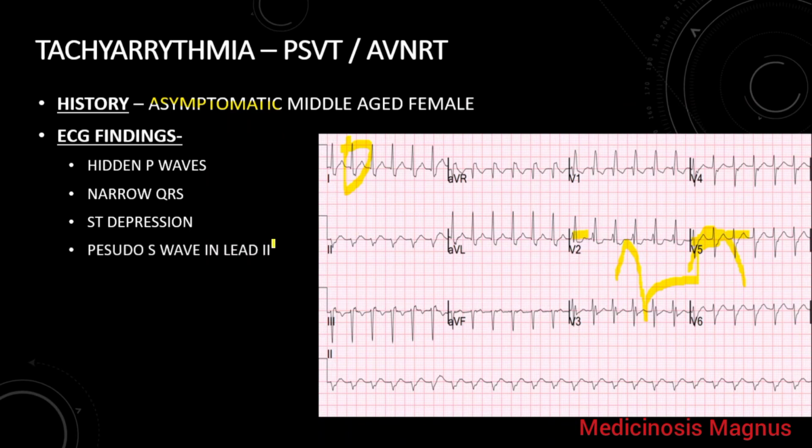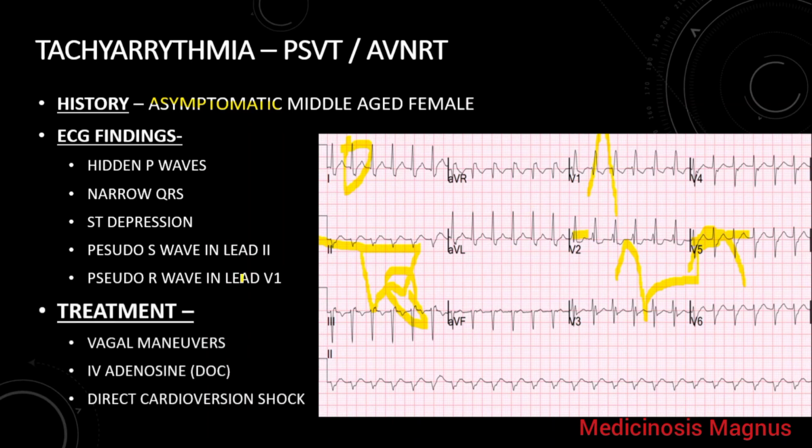And there are pseudo S waves in lead 2. If you see here, the waves are like this, and they have a small wave, that is the pseudo S wave seen in lead 2, and pseudo R waves are seen in lead V1. In V1, usually the complex is not in this fashion. The R wave points downwards because of the placement of V1, as said in the ECG physiology video. But in this V1, you can see the R wave pointing upwards. So this is a pseudo R wave seen in lead V1, seen in PSVT or AVNRT.